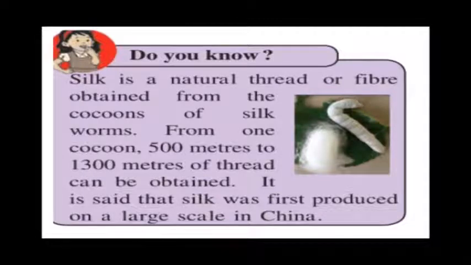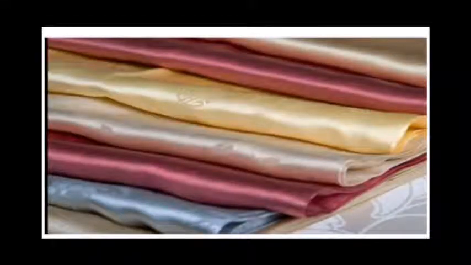Silk is another natural fiber, which we studied before. Natural thread or fiber obtained from the cocoon of silkworms. From one cocoon, 500 meters to 1300 meters of thread can be obtained. It is said that silk was first produced on a large scale in China. Here are the pictures of silk.